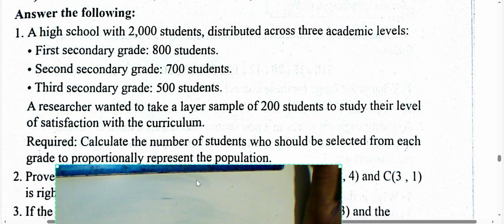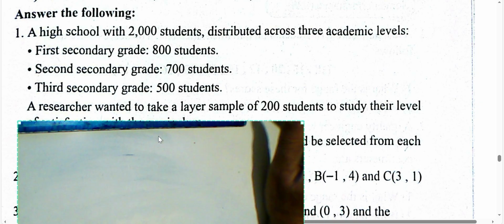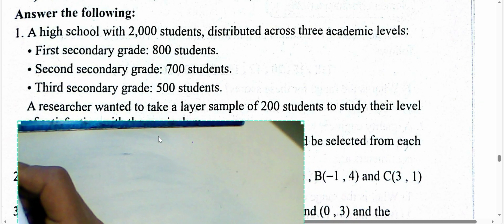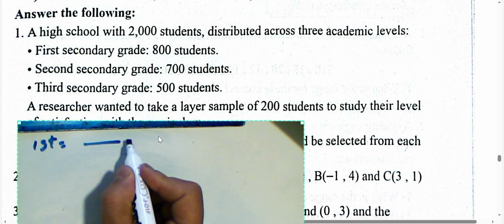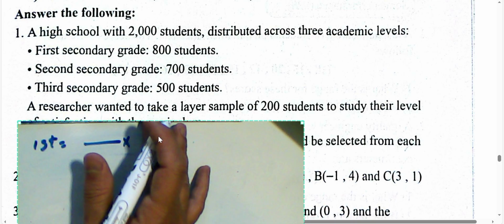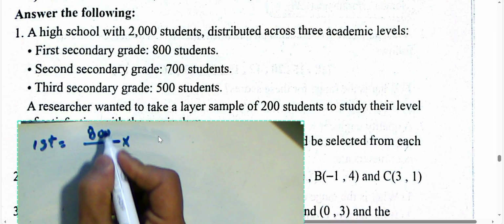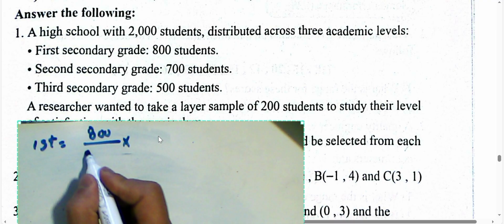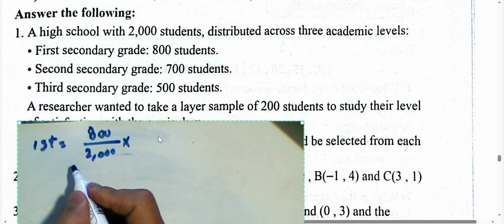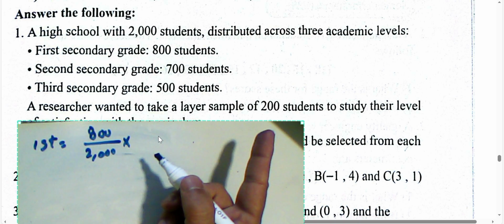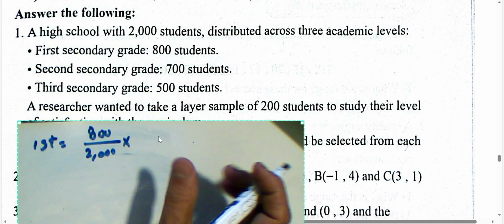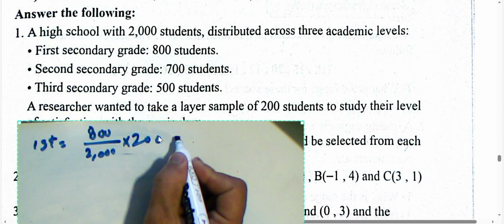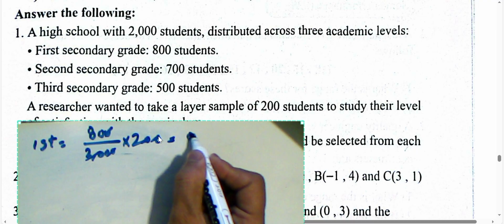proportionally. First step, we find the number for first grade. The number of students in first grade was 800 over the total of 2000, multiplied by the sample size, 200, the number of students we will choose. We simplify together, and the result will be 80 students.